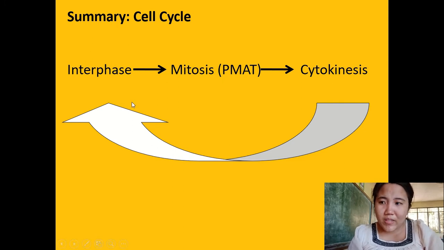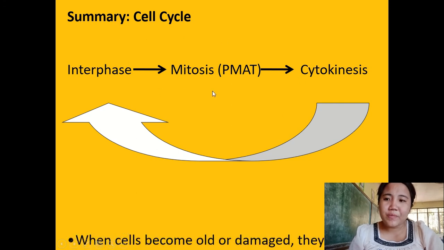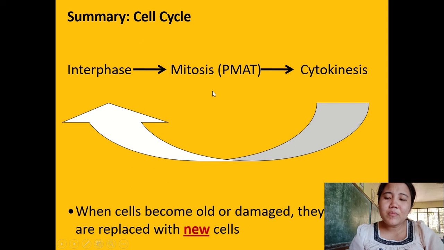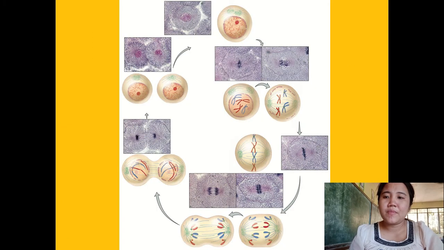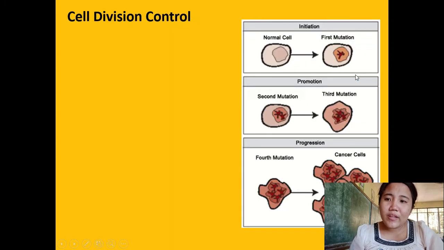Then it will go back to interphase, and the cycle will not end there. It will continue to undergo from one process to another. So when cells become old or damaged, they die and are replaced with new cells. Like in this picture, when they are damaged, they reproduce and divide so that they will grow another one.